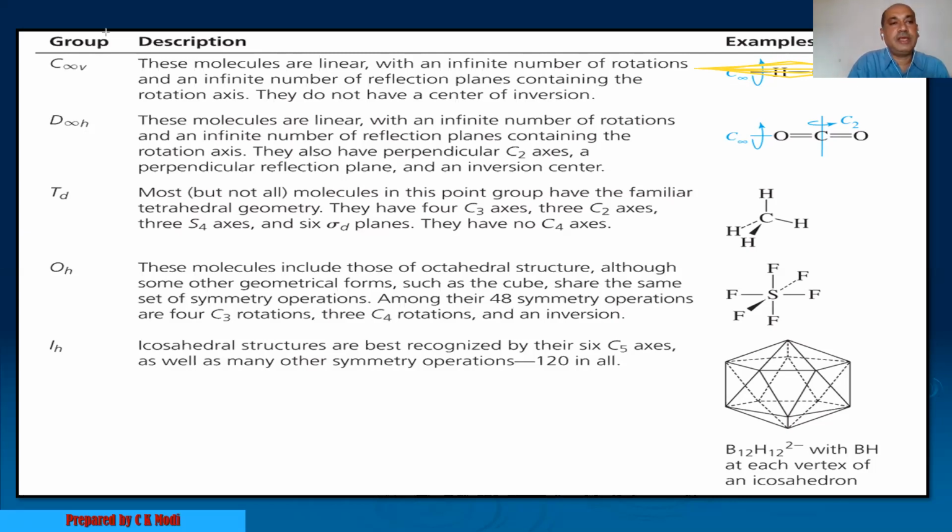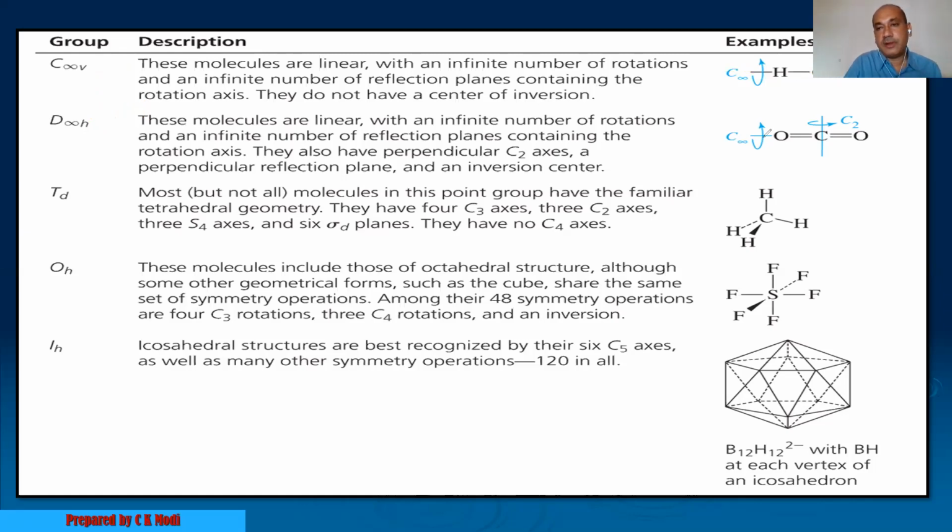So the point group of this molecule: E is present, plus C infinite, which is situated on the x-axis, plus an infinite number of sigma v planes. Therefore, the point group is E plus C infinite plus infinite sigma v, and it is called C infinite v. So the point group of this molecule is C infinite v, which is present only in linear molecules.